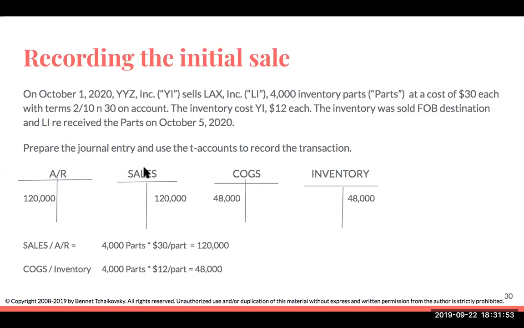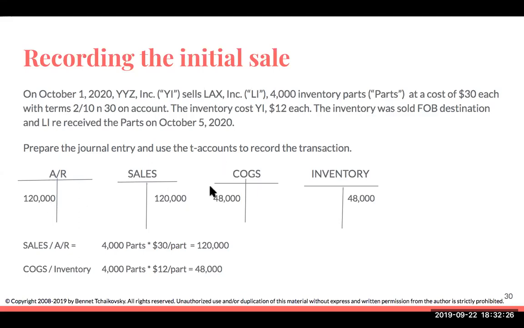So we're asked to record the general entry, and I'm just going to go ahead and also do the T accounts as well. The amount of sales I'm going to record is the 4,000 inventory parts at a cost of $30 per part. So the total amount of revenue I'm going to be recognizing is going to be $120,000. For every credit, I need a debit. I'm going to be debiting accounts receivable for $120,000.